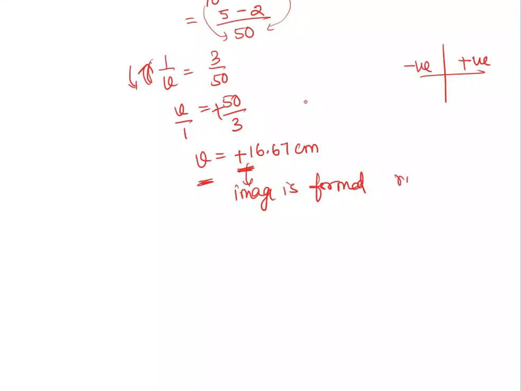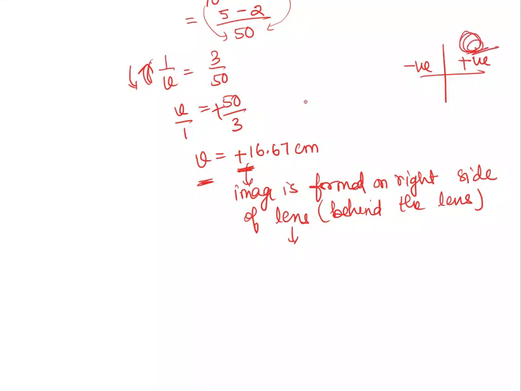So the image is formed on the right side of the lens, or we can say the image will be formed behind the lens. And the nature of the image will be, because the image is formed on the right side, real and inverted.